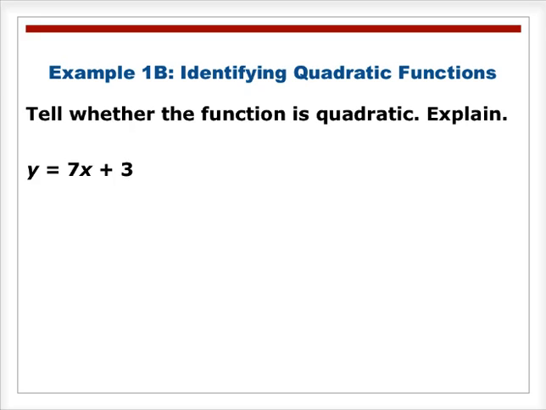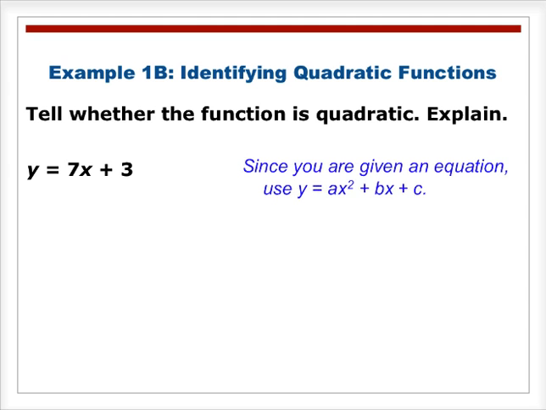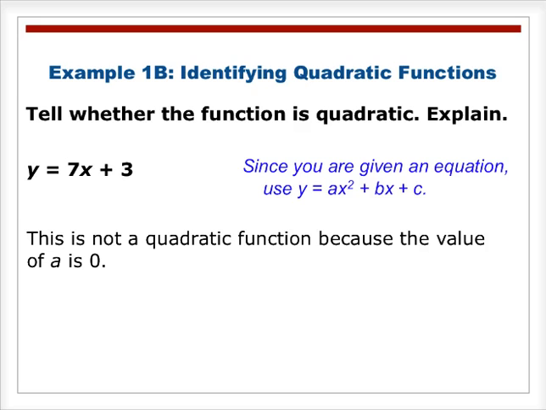Another way to tell whether or not a function is a quadratic function is to look at the standard form of the equation. Y equals 7x plus 3. Well, that looks really familiar to y equals mx plus b, and that wasn't a quadratic function. Ax squared is what's needed to make a quadratic function. We have a linear function. There is no x squared term.